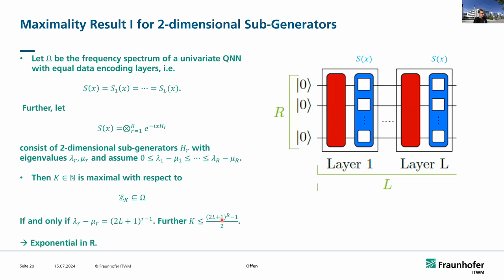Again, one observation. You see this formula is now exponential in R. Remember in the previous example where we chose constant subgenerators, it was linear in R and L. And here, it's not exponential in L, but it's already exponential in R.